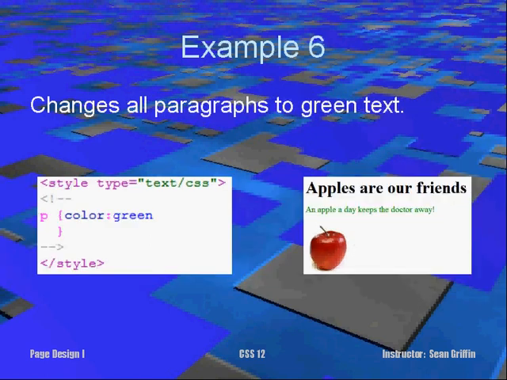This example changes all paragraphs to green text. It uses the P selector and changes the color to green.